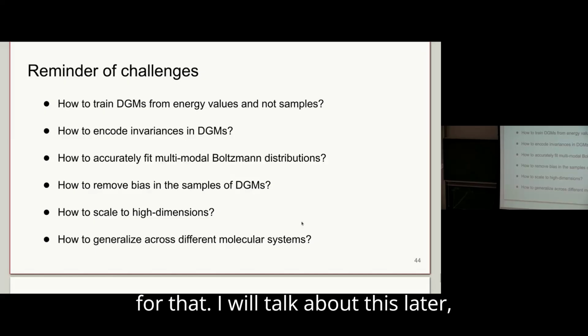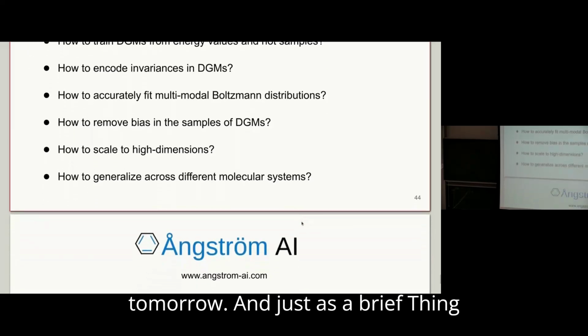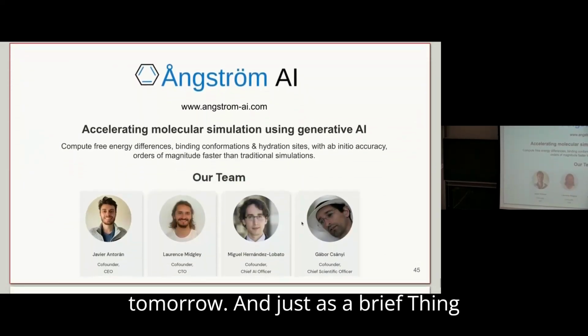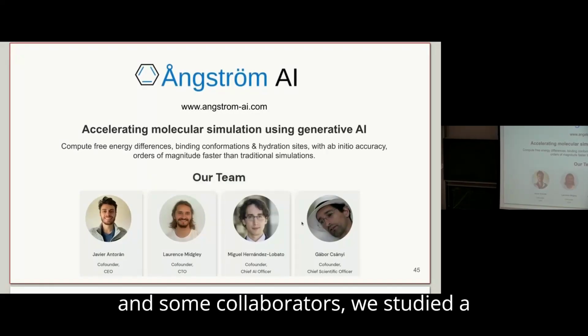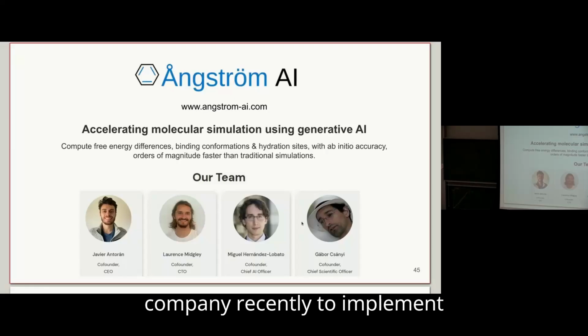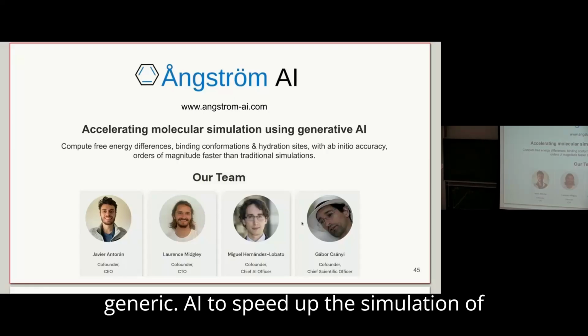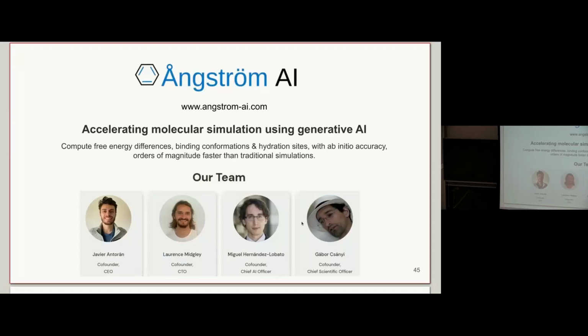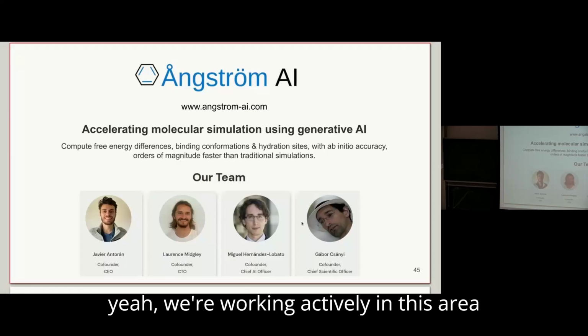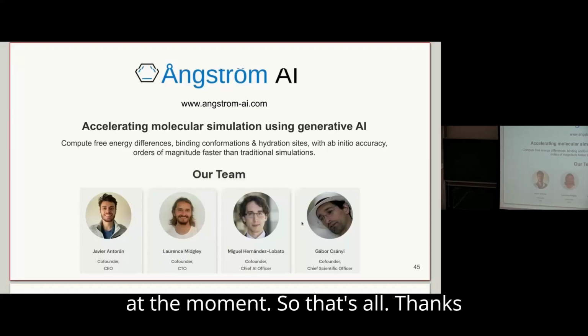I will talk about this later, tomorrow, and just as a brief thing, I want to mention that with some students and some collaborators, Gabor Csányi, we started a company recently to implement generative AI to speed up the simulation of molecules. It's called Angstrom AI, and yeah, we're working actively in this area at the moment.